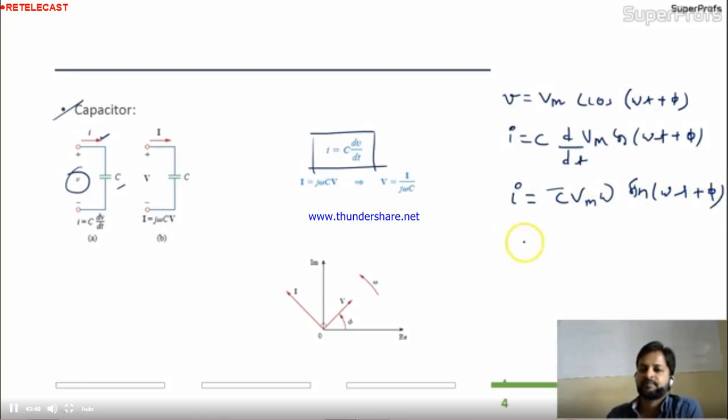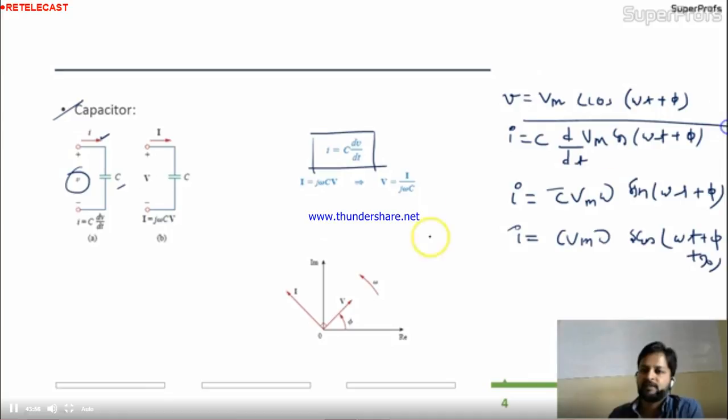Again you will convert it. So you will get the current leading over here: C Vm omega cos(omega t plus phi plus 90). So this is the current. This is the voltage at phi angle. Current is leading the voltage by 90 degrees. So in the capacitor, current is the leader.